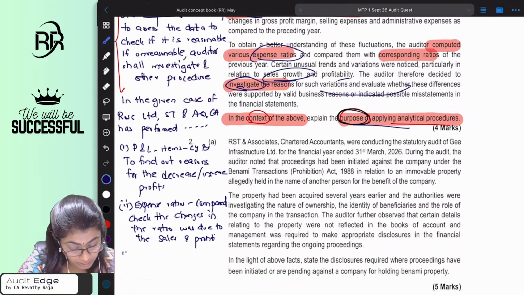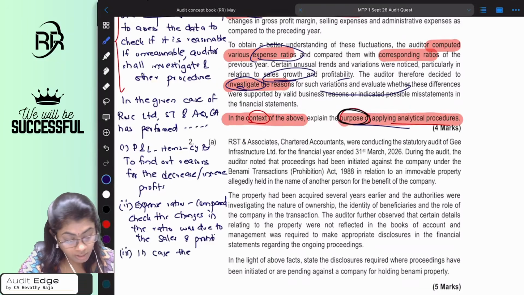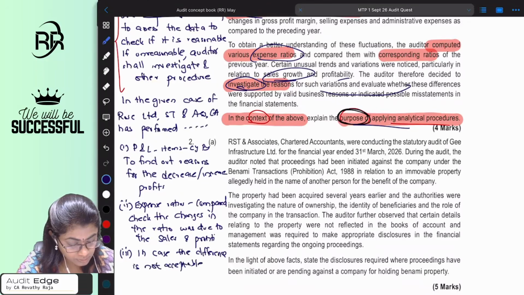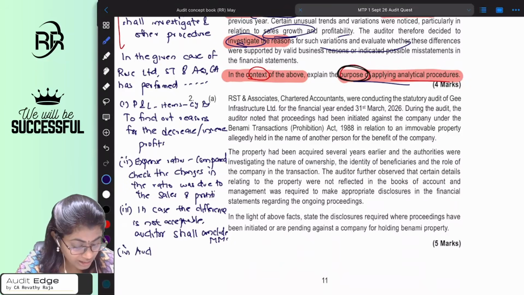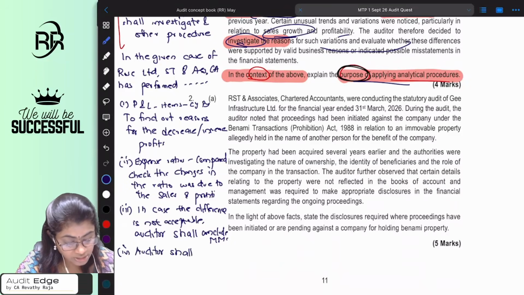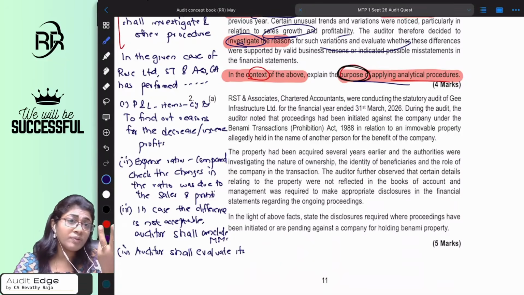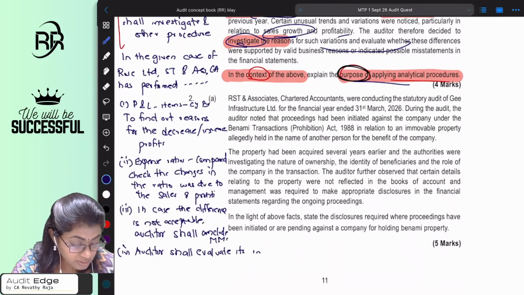Then, in case the difference is not acceptable, the auditor shall conclude what? Conclude material misstatement. And lastly, the auditor shall evaluate its implication. So if there is a material misstatement, you have to give a modified report as per SA 705. Evaluate its implications.